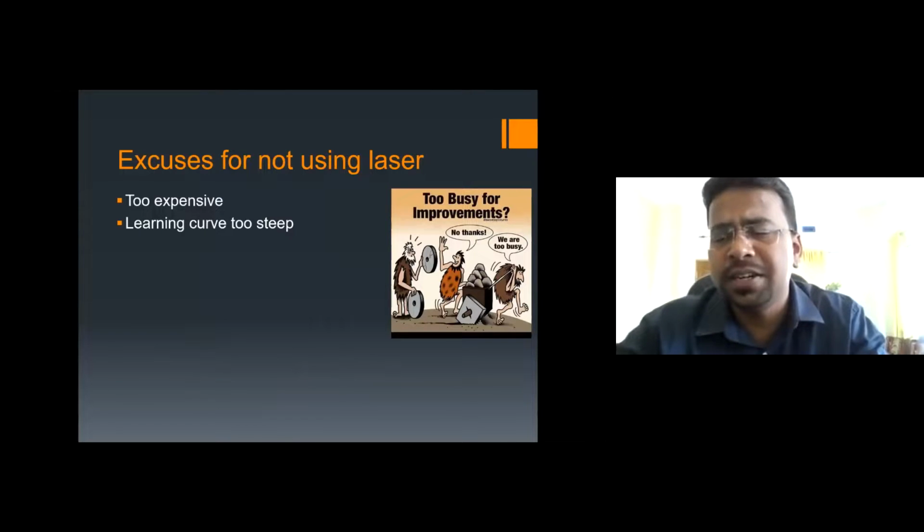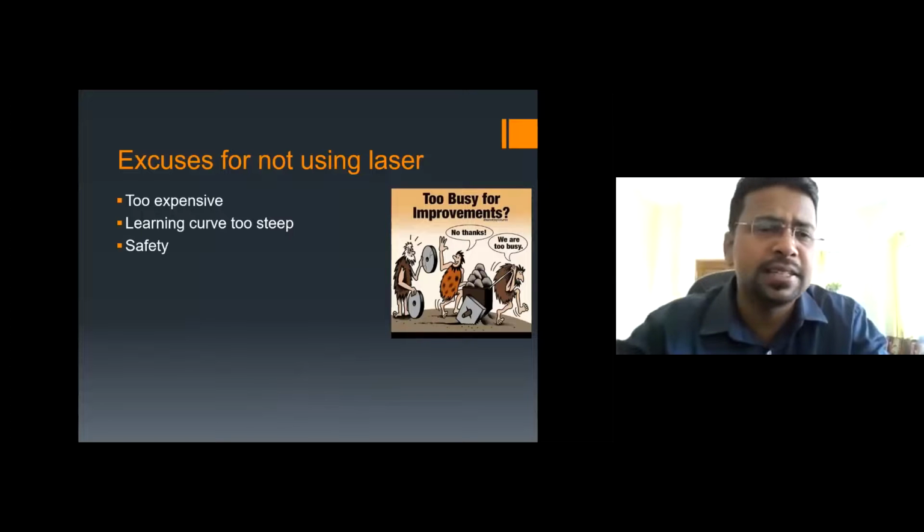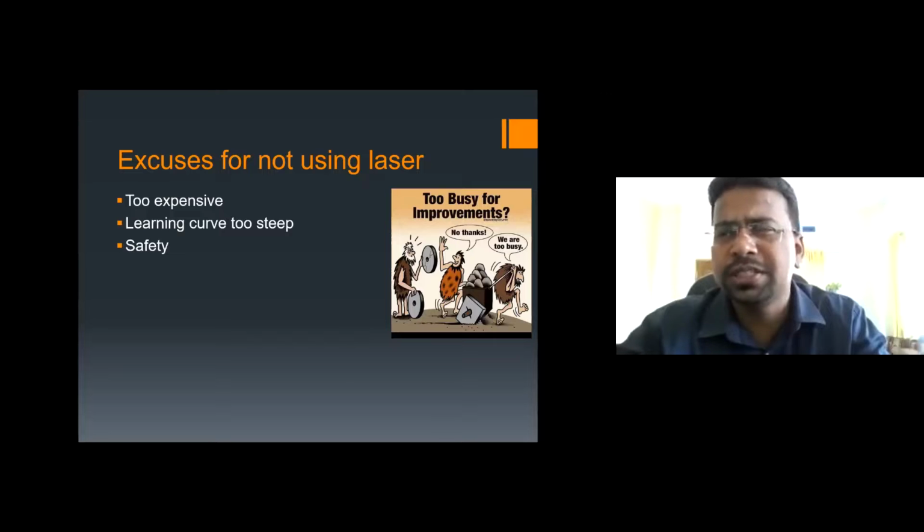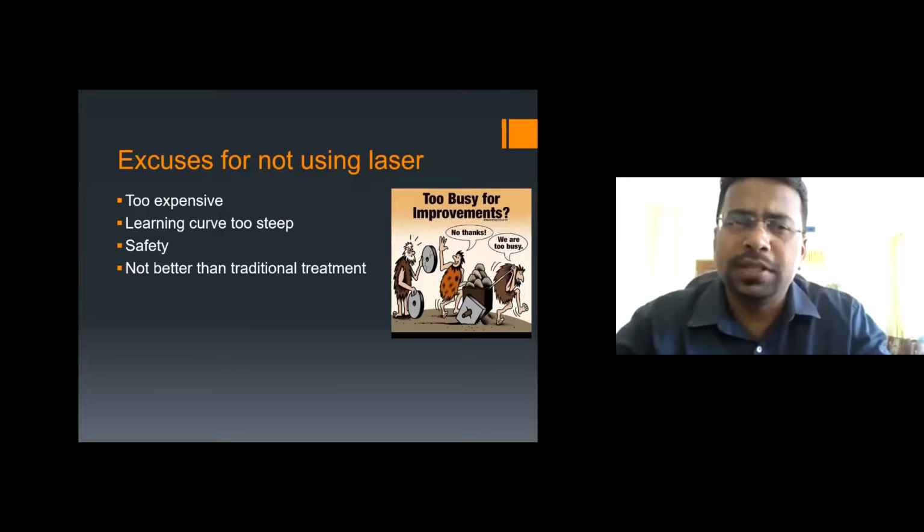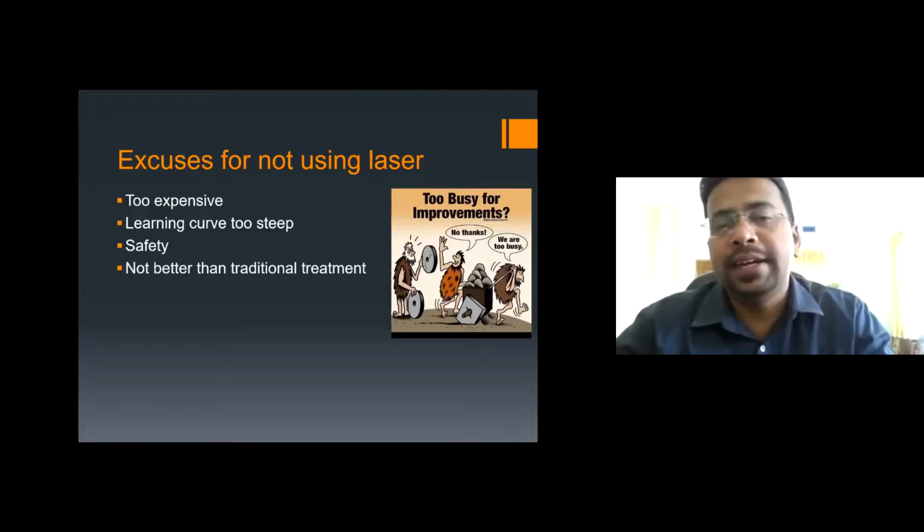Trust me guys, it is not rocket science. You can learn lasers easily. Safety precautions, if you take all safety precautions, it is absolutely safe and not worse than the traditional method.